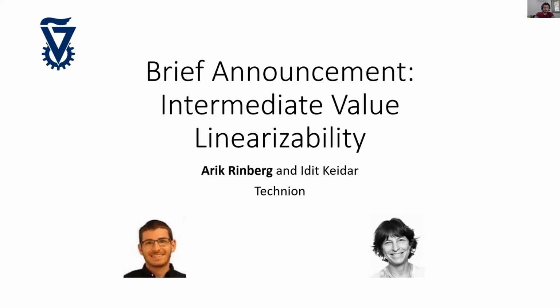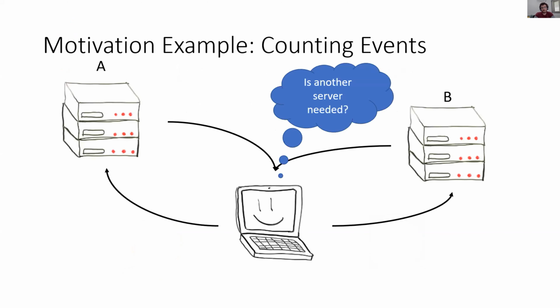So a motivating example is, for example, counting events, where we have server A and server B. We have a controller, which is the laptop, and it needs to decide, do I need to start up another server because too many people are connected? And it knows that servers can handle 25 connections each.